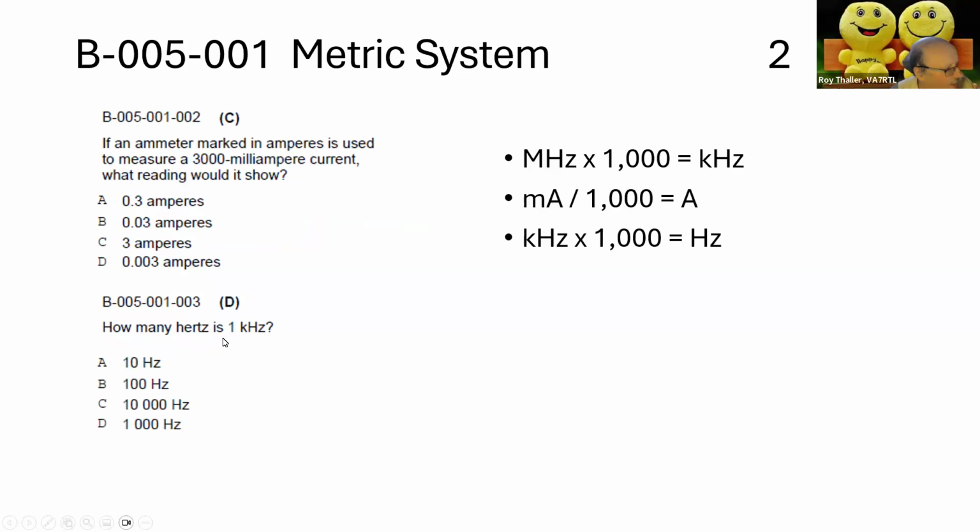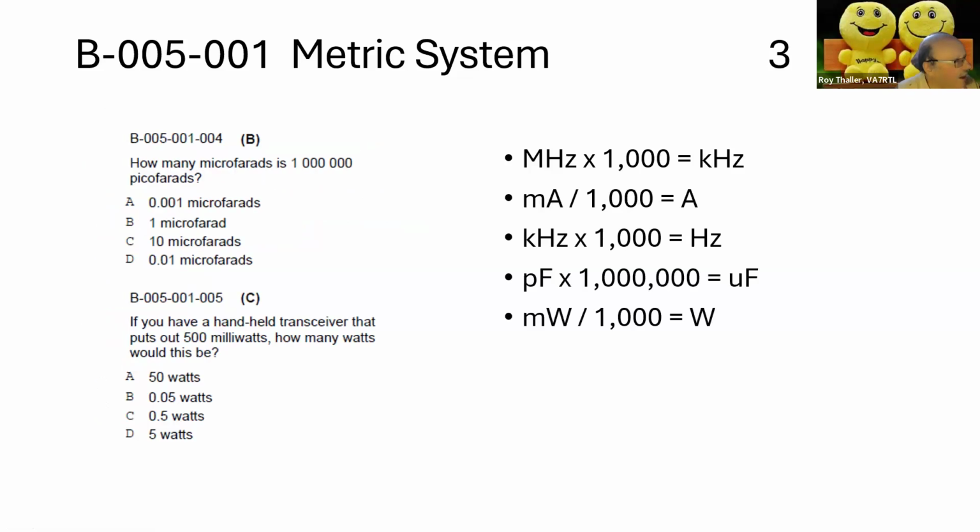Here, how many hertz in a kilohertz? Remember, kilo is 1,000. So the answer is going to be D, 1,000. The next one, how many microfarads in a million picofarads? In this case, this is the one where you're going to have to multiply. So you're going to get the answer B, 1 microfarad. This is the only exception where you don't multiply or divide by 1,000.